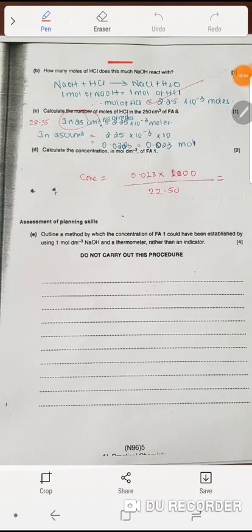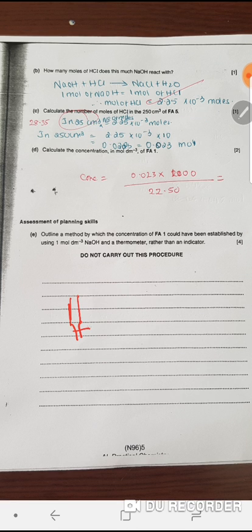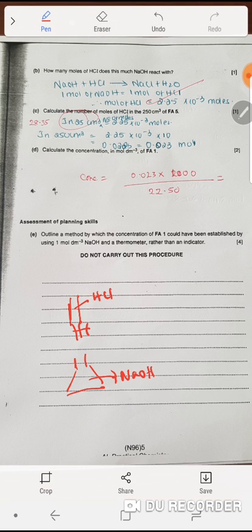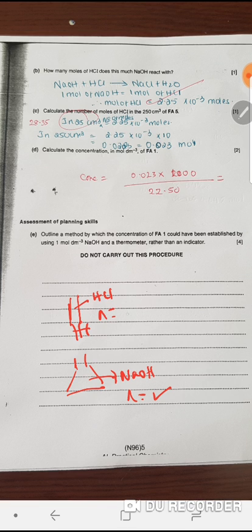How many moles of HCl were used in this titration? Now, from the equation, 1 mole of HCl is reacting with 1 mole of sodium hydroxide. So the number of moles of HCl is still the same. Calculate the number of moles of HCl. Now, in this question, HCl was found in the burette. So here we have HCl, and here we have our sodium hydroxide, NaOH. We calculated the number of moles of NaOH below. Then we calculated the number of moles of HCl to be the same. If this is X, this is X.